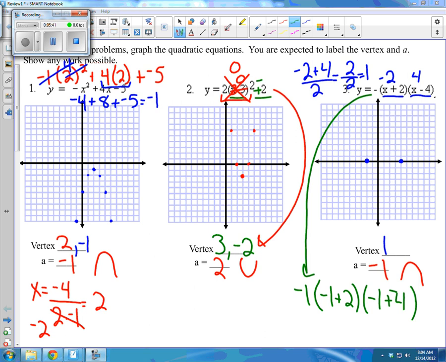All right, real quick, I messed up. I was looking at a and I put negative 1 in. I should be putting positive 1 in. So quick correction there.